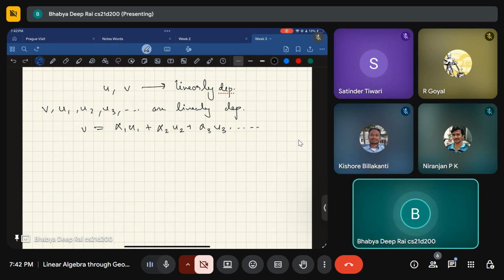And additionally, if you are just given two vectors, the only thing you can do is u equals alpha v, right? Because there are no more vectors, and you are saying that they are linearly dependent.